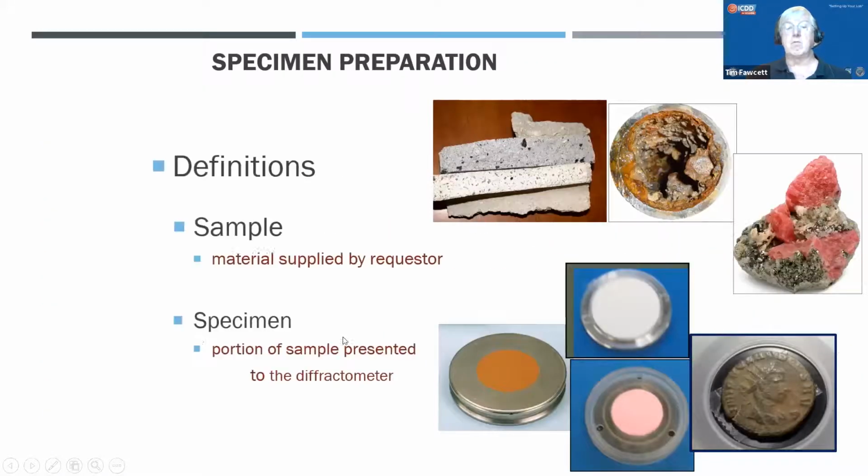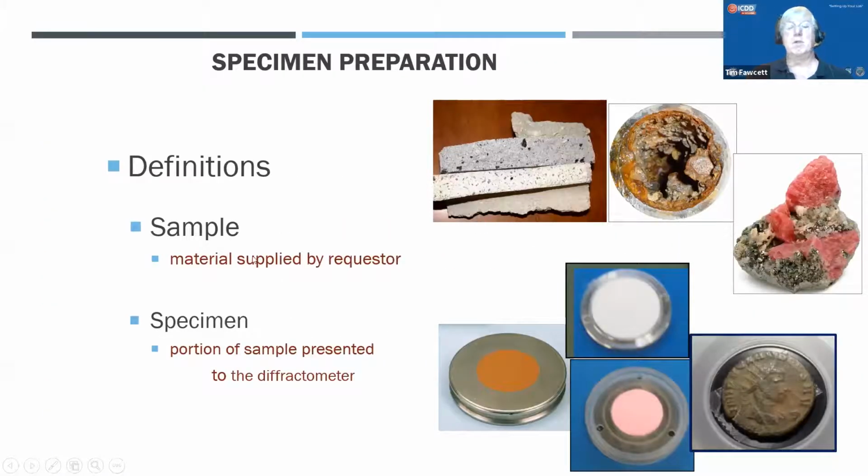We're also going to describe samples and specimens. Usually if we're talking about a sample, this is what somebody gives to you to analyze, like a piece of concrete or a pipe clog or a mineral. And when we talk about a specimen, this is usually what we present to the diffractometer, which means we've gone through our preparation steps, we've made a fine powder. In some cases, like the non-destructive evaluation analysis of this Roman coin, the sample is the specimen.